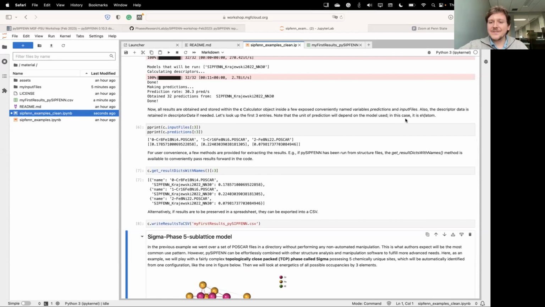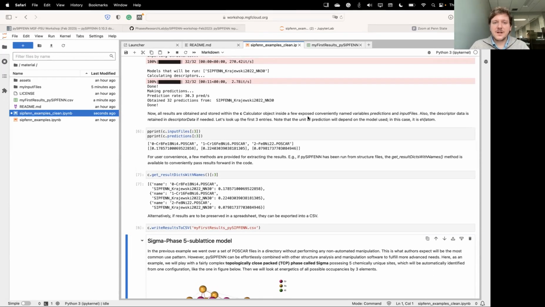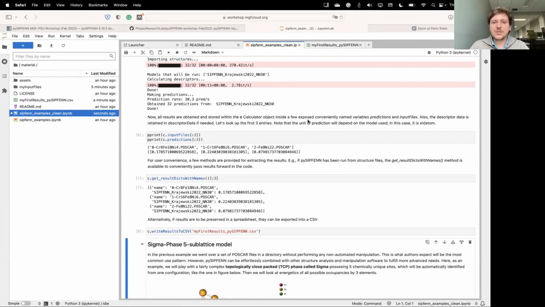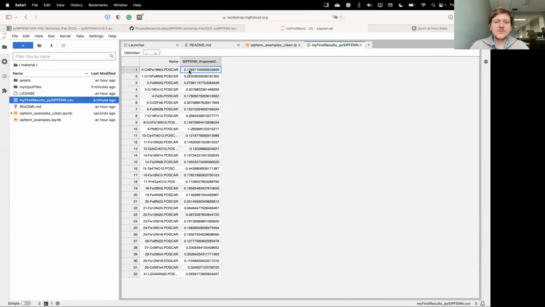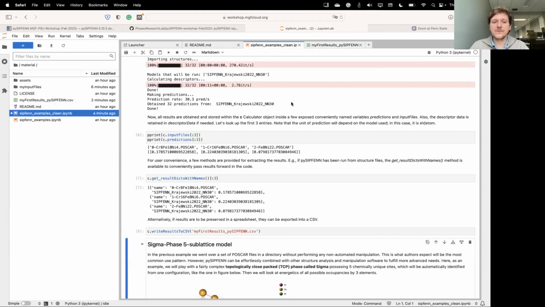Yes, sorry, I have it here. In the case of the predictions that PySIPFENN makes, this is of course going to be dependent on the model that you run. In the case of this workshop, all of the outputs are in electron volts per atom. So if you look at this structure here, this is 178 milli electron volt per atom. And the reason why PySIPFENN doesn't round this is that somebody might want to run a different model, for example for Poisson ratio, and they might want to have a higher or lower accuracy, and that has to be defined on the network level. Thank you, Richard, for asking.